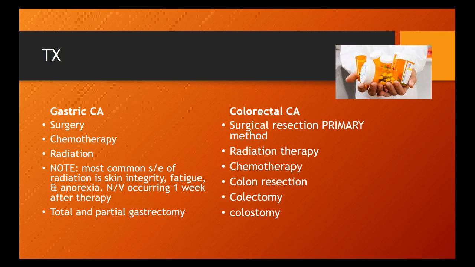Colorectal, on the other hand, has surgical resection as the primary method, and there will be a snapshot of that where you remove part of the colon and you do a resection. So we'll take a look at these pictures in just a second. Radiation therapy, chemotherapy, of course, colon resection, colectomy, and colostomy.